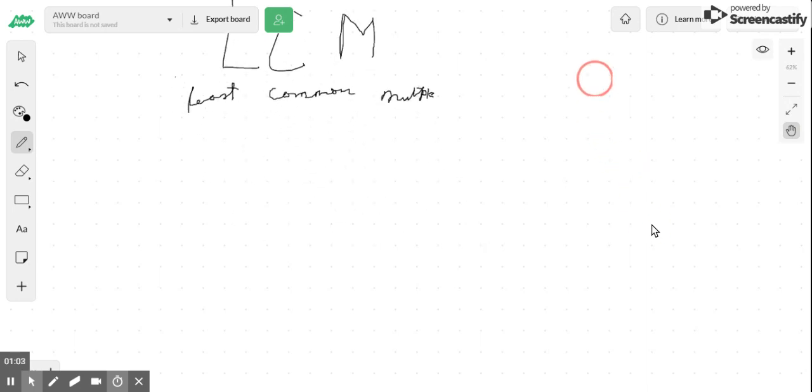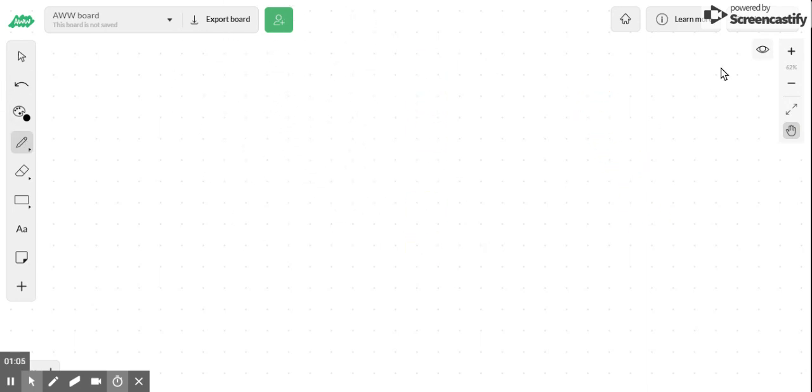You'll need LCM a lot when you do fractions, so I recommend that you know it right now before you do things like adding fractions, subtracting fractions, multiplying fractions, and dividing fractions. Sorry, I forgot, you don't need it in multiplying and dividing fractions. You'll only need it when you do addition and subtraction with fractions.